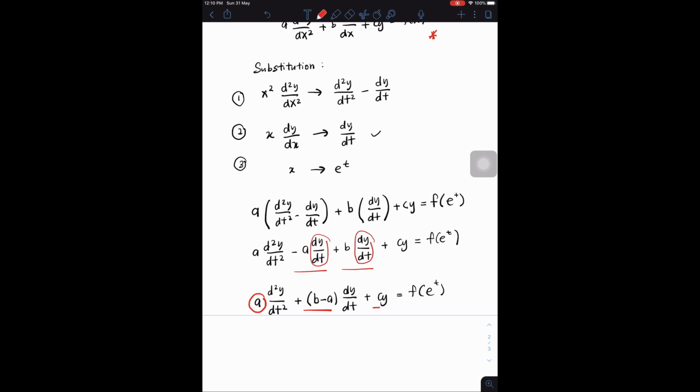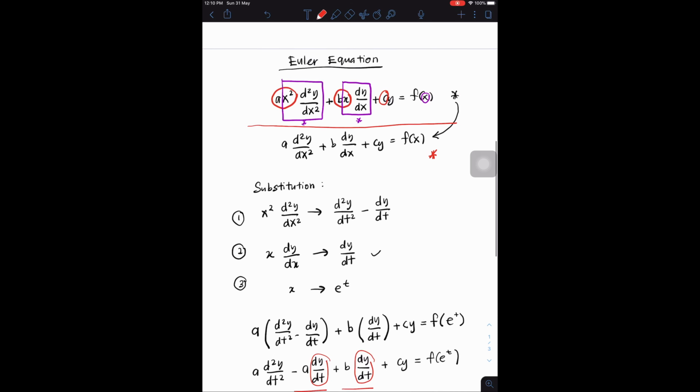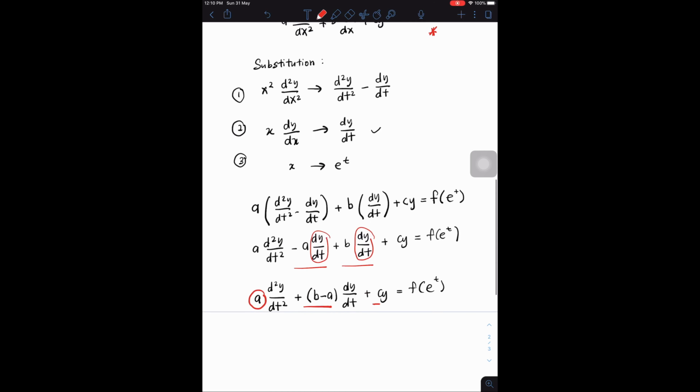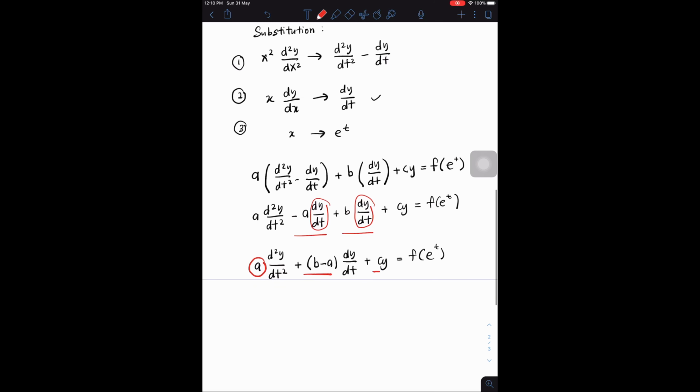To make it easy, when you see the Euler equation and want to change it to the general form of a second order equation, the first thing you need to know is the value of a, the value of b, and the value of c. Then you just substitute them here to get the general form. You don't need to do this derivation, because it is just to show you how we change the Euler equation into a general form of second order ordinary differential equation.